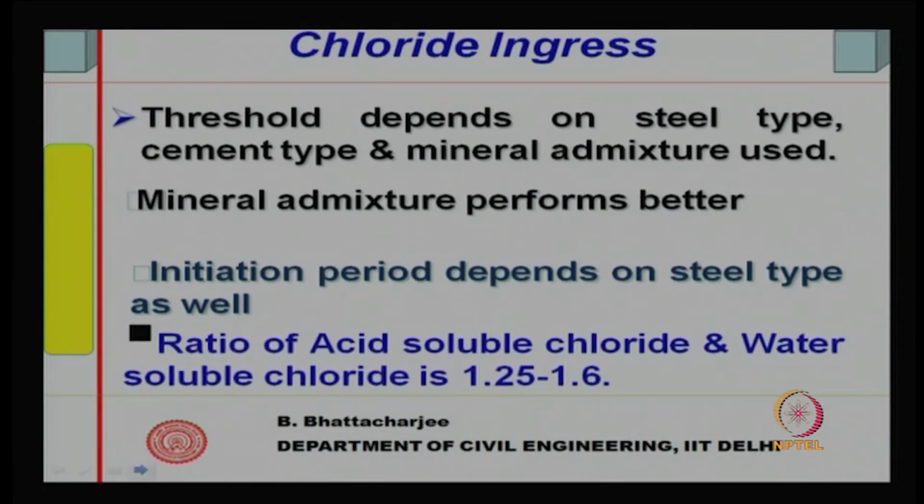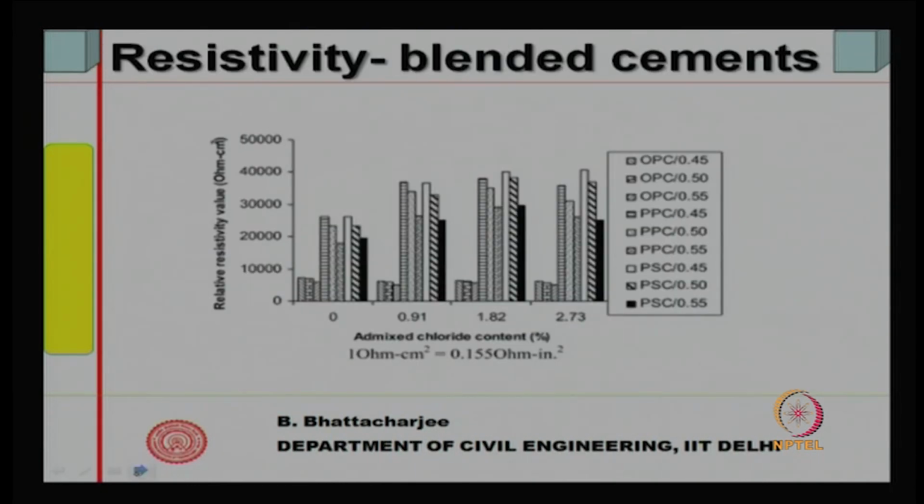Well, there are two types of chlorides, one is acid soluble chloride and the other water soluble chloride, and this ratio of acid soluble chloride, which includes chemically bound chloride also, generally varies from 1.25 to 1.6 for many of these blended cements, and it is surely high for blended cement compared to, let us say, sulphate resisting cement. Now, another aspect is the resistivity of concrete.